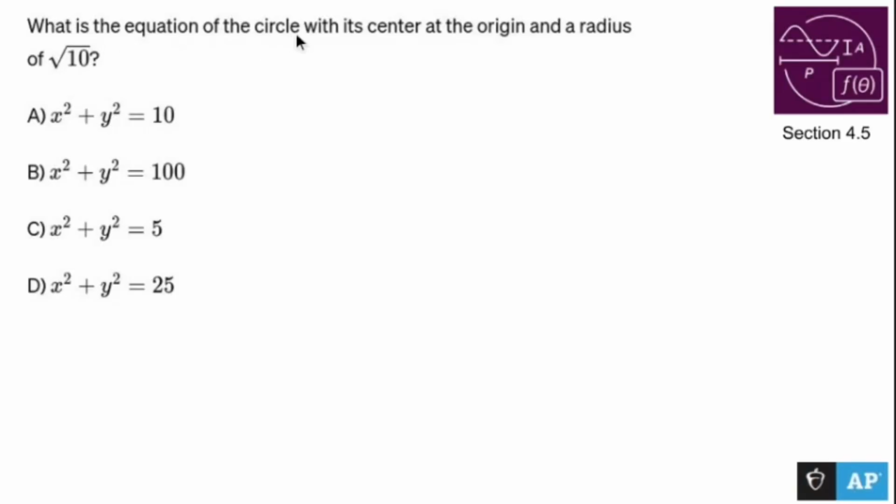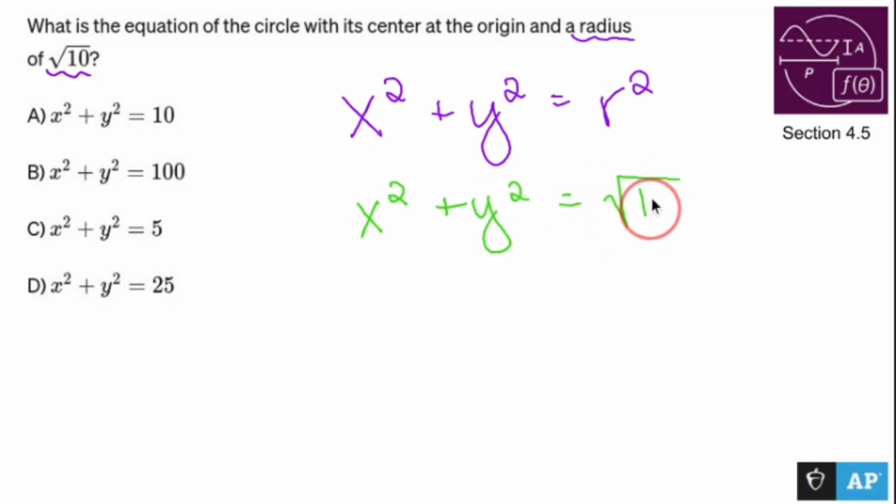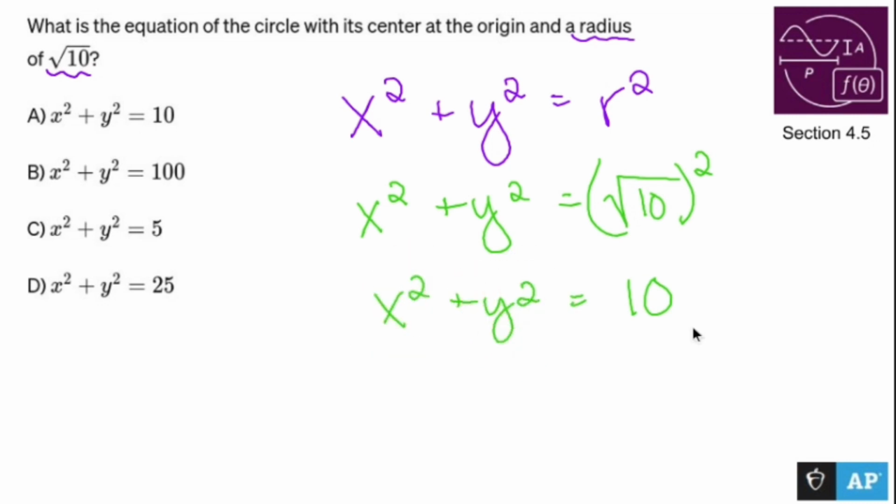What is the equation of the circle with its center at the origin and a radius of the square root of 10? Well, the equation of a circle in general is x squared plus y squared equals r squared. It tells us right here that the radius r is the square root of 10, so why don't I just replace r with that? So r squared is now the square root of 10 squared. Last time I checked, when you square a square root, they cancel each other out. So we're left with x squared plus y squared equals 10. The answer is A. Thanks for watching. Hope this helps.